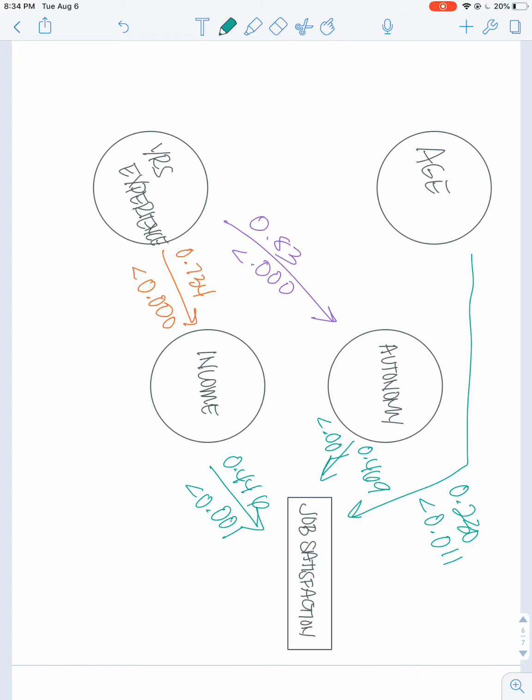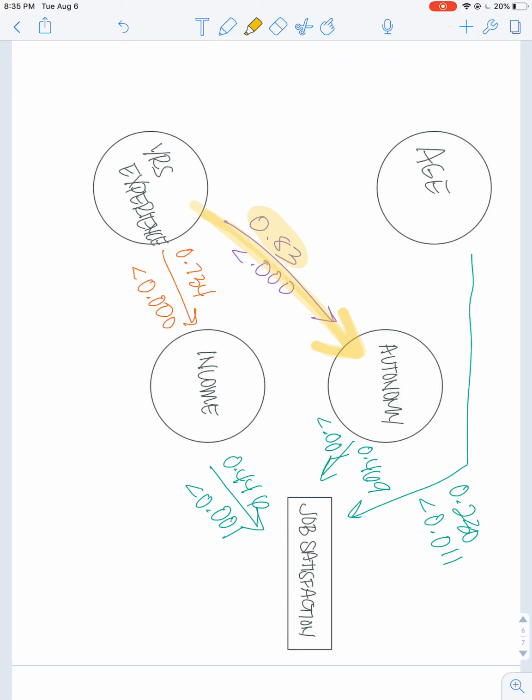So when we consider this, when we are trying to interpret what this means, we look at years of experience has a correlation to autonomy. As nurses have an increased number of years, they feel like they have more autonomy. And this is a pretty strong correlation at 0.83. That's pretty significant. It means that there's a pretty strong correlation there.